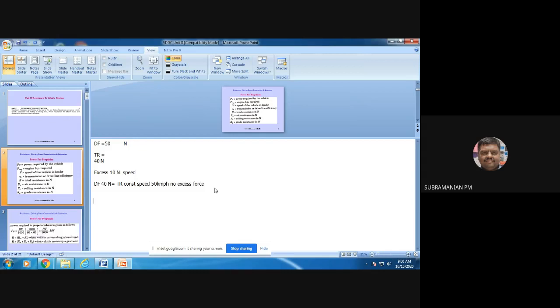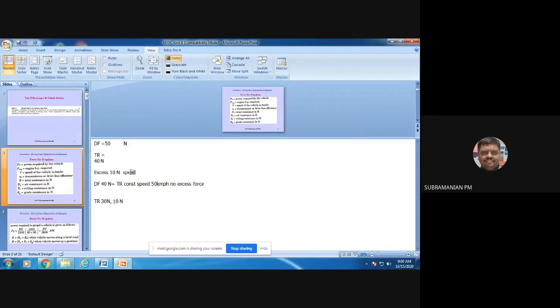Now consider the second scenario, where I have overcome the resistance and my resistance is reduced, say to 30 newton. Again, my driving force is 40 newton, in second gear. Now my resistance has decreased to 30 newton, so I have an excess driving force of 10 newton. Again, I can use it for increasing my speed.